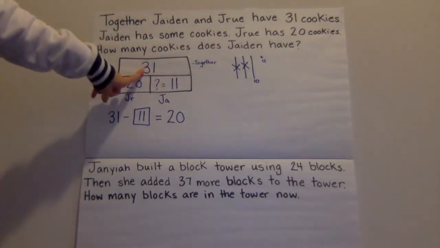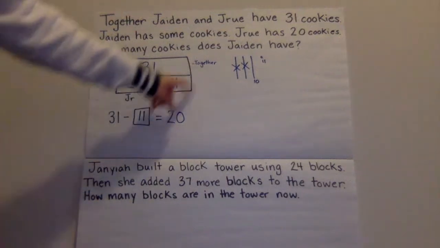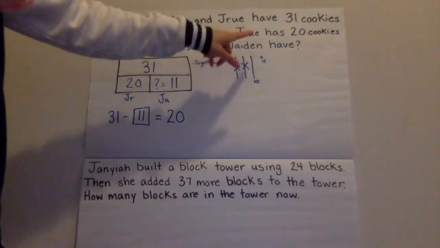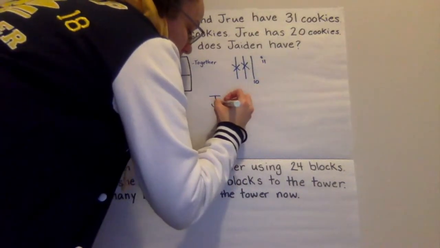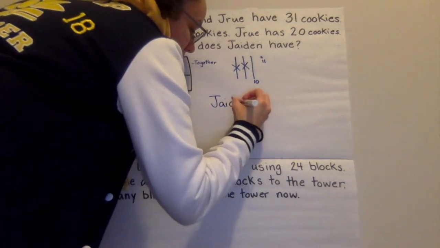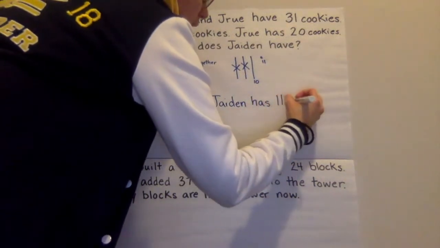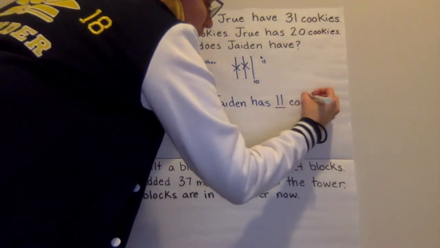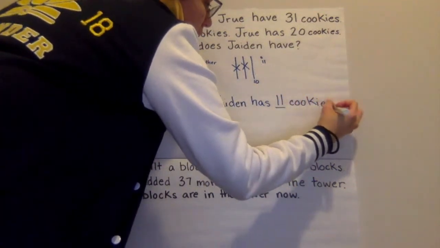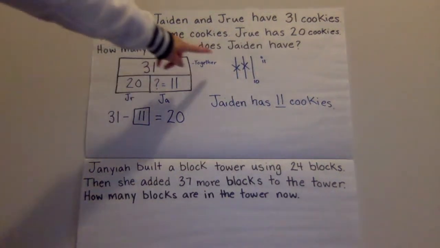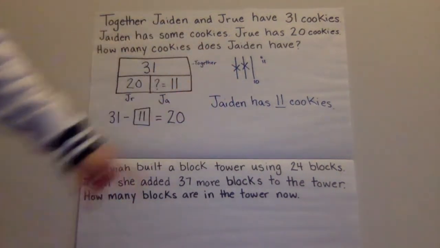We have our tape diagram, our number sentence, our representation. Now we're just missing an answer sentence. How many cookies does Jaden have? Jaden has 11 cookies. Make sure you have all of that. You need your tape diagram, your number sentence, your representation, your answer sentence.